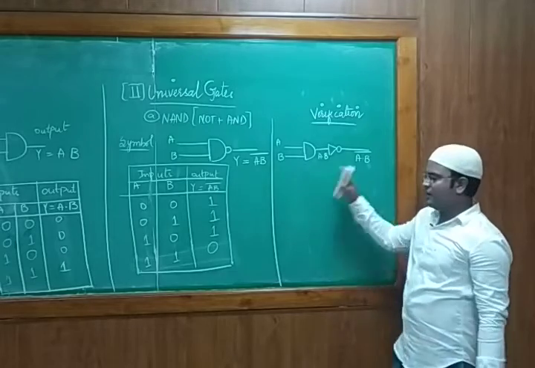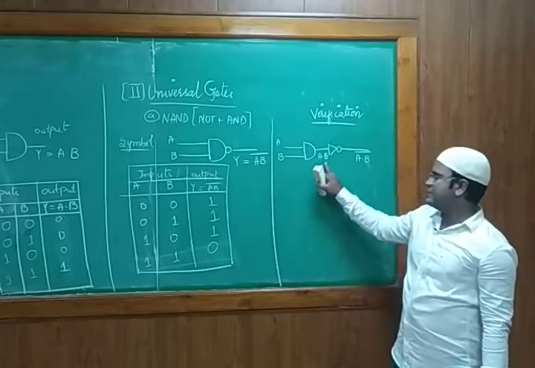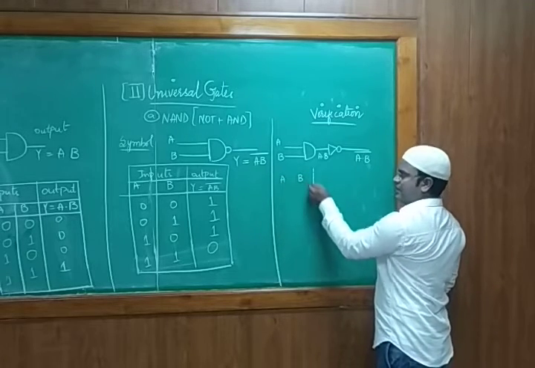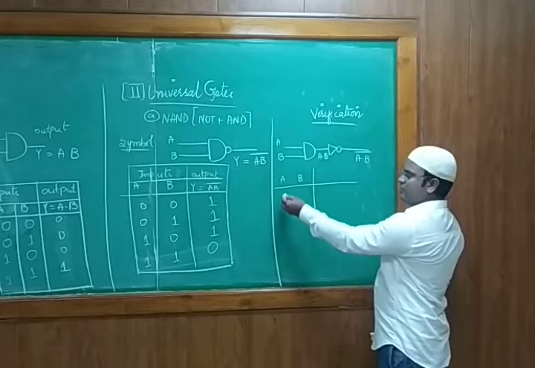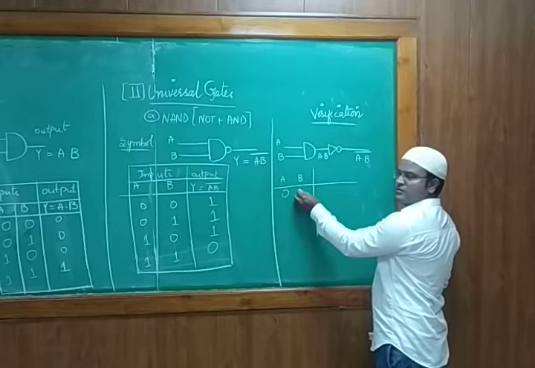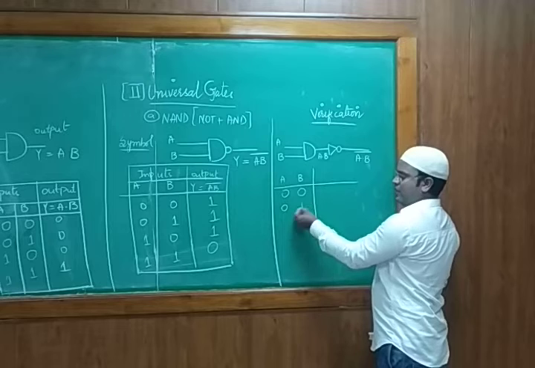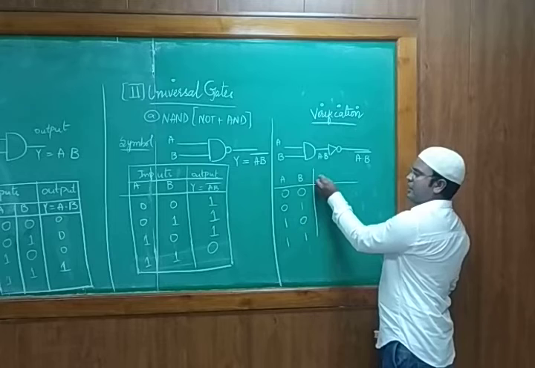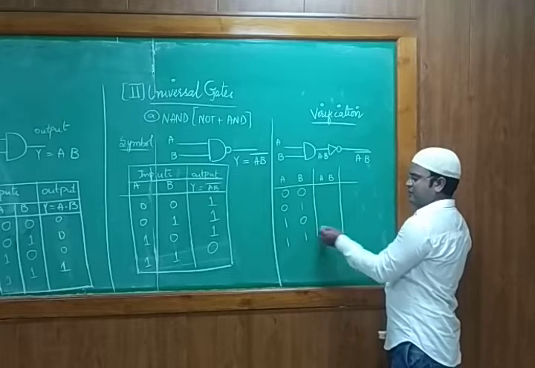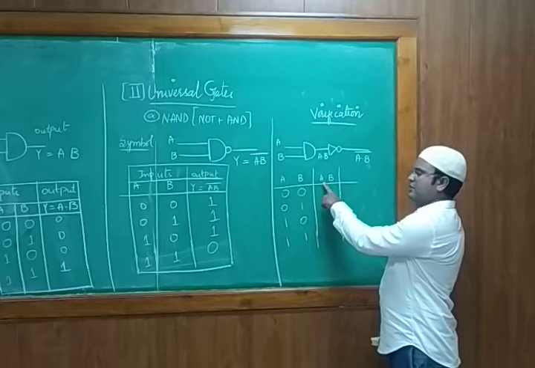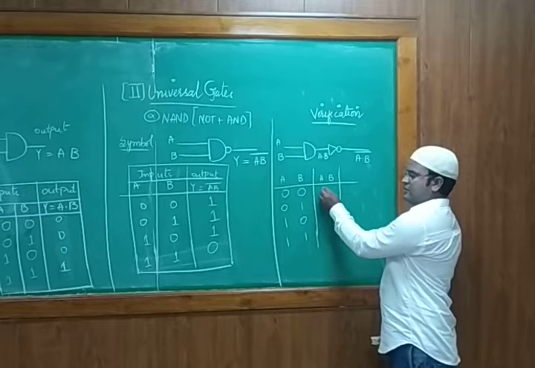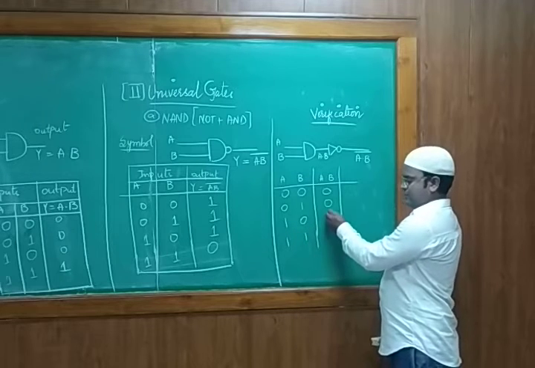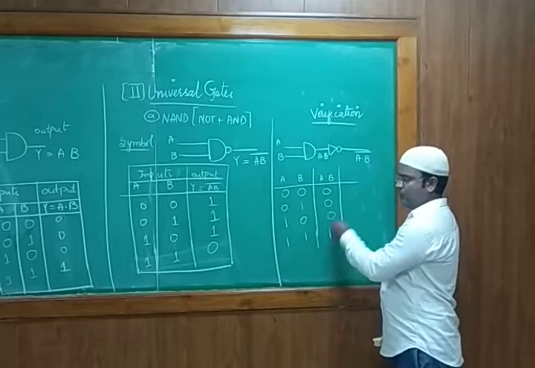So the same truth table, we need to verify by considering these two gates. I am taking the two inputs A and B. The combinations are 0 0, then 0 1, then 1 0, then 1 1. First, I want to multiply A into B. Multiplication of these two: 0 into 0 is 0, 0 into 1 again is 0, 1 into 0 again is 0, 1 into 1 is 1.